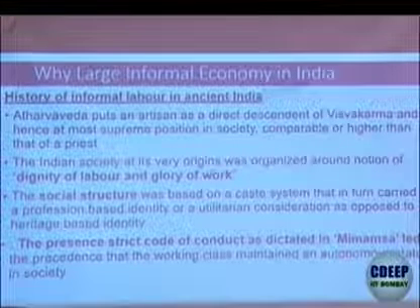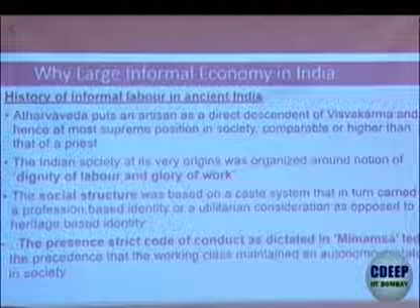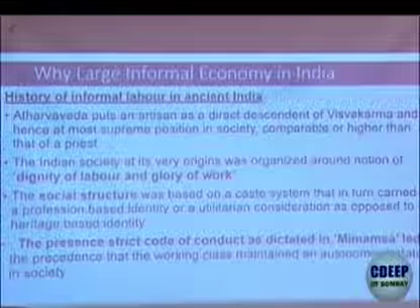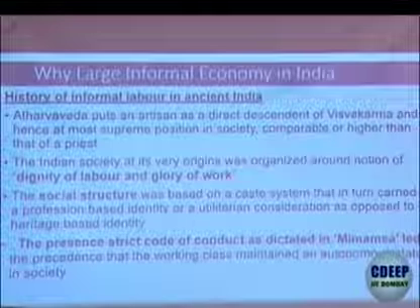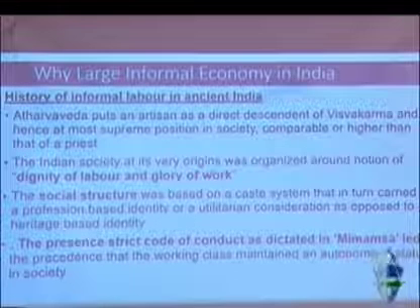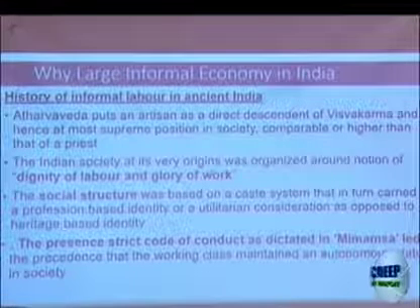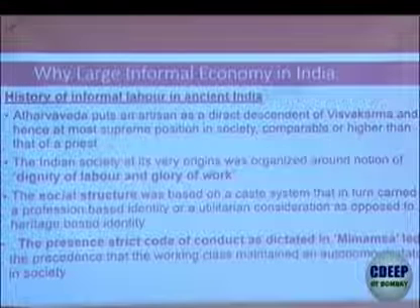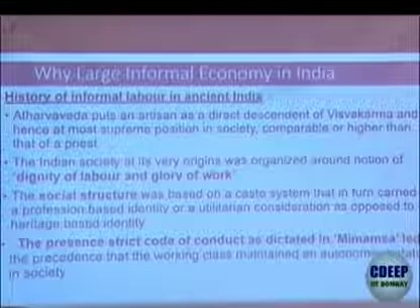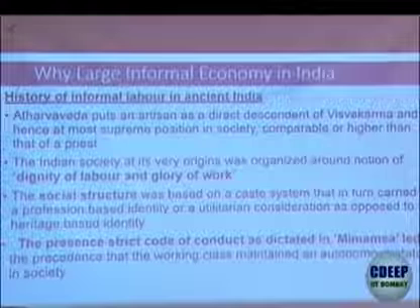Finally, there was a presence of a strict code of conduct as described in Mimamsa. Because of that code being present, the workers could work autonomously and they could have contacts and they knew that their rights were being protected. So that way there was no need earlier to actually go for formalization and industrialization.